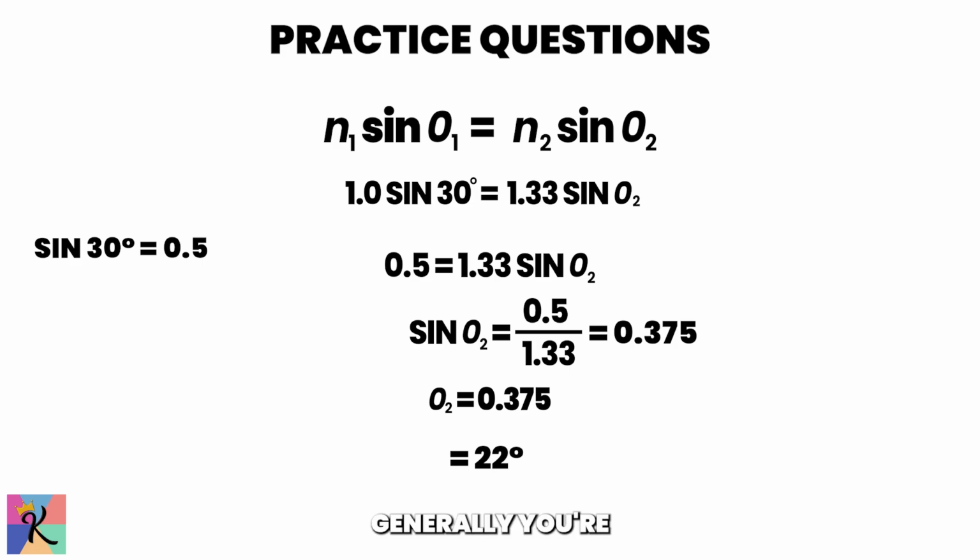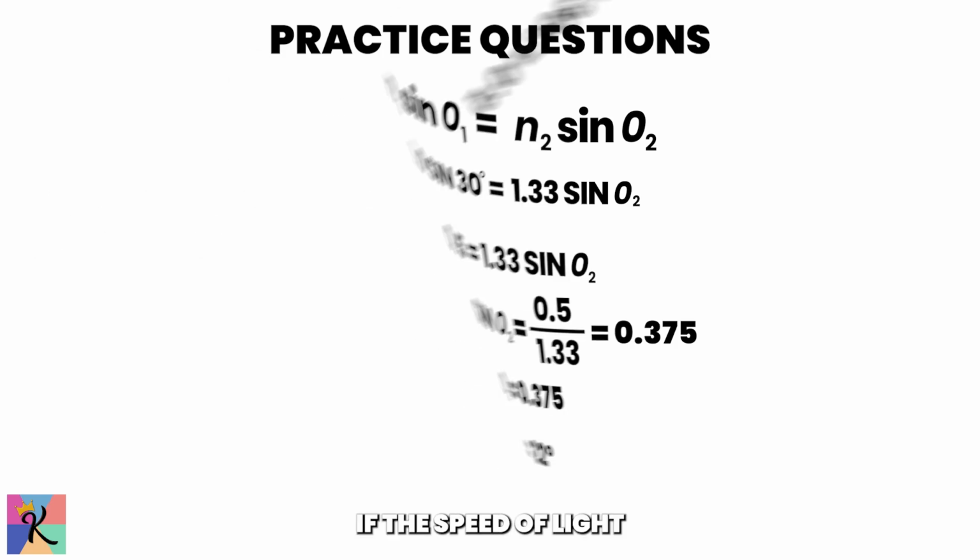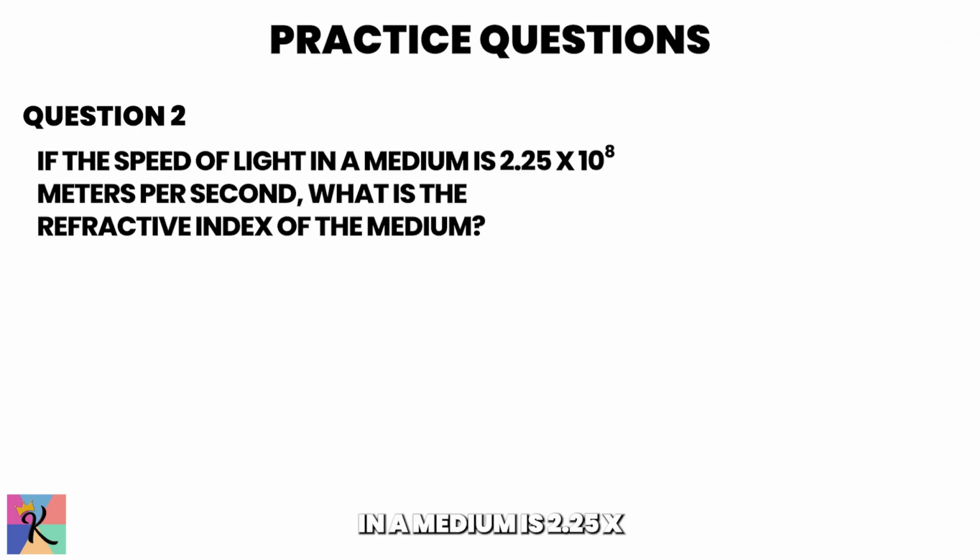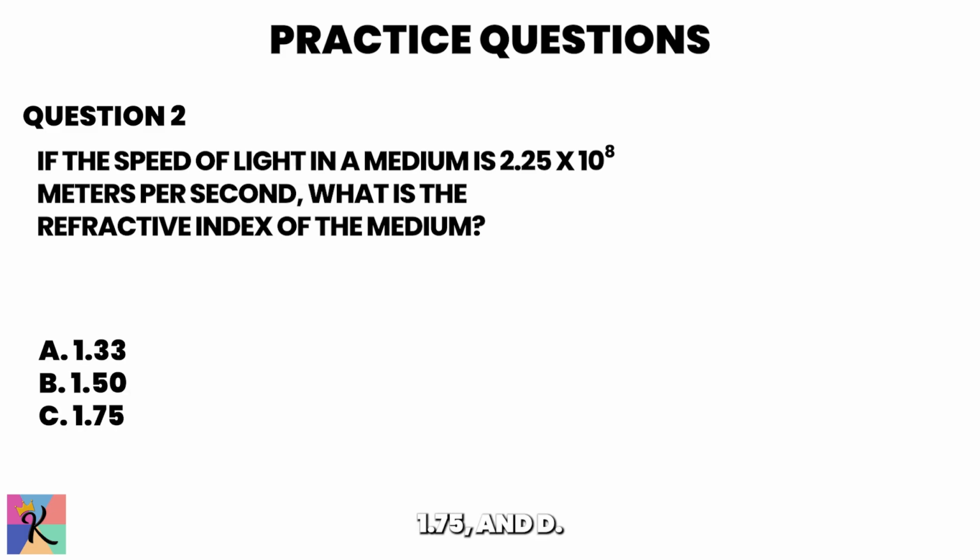and oftentimes on the MCAT you're not going to have to do too much. Generally you're solving for actually the refractive index of something, but the sine of theta, or the inverse sine, you can have general estimations, and there's different flashcards in the app for more information on those, which is equal to 22 degrees. Question 2. If the speed of light in a medium is 2.25 times 10 to the 8 meters per second, what is the refractive index of the medium? A, 1.33, B, 1.5, C, 1.75, and D, 2.